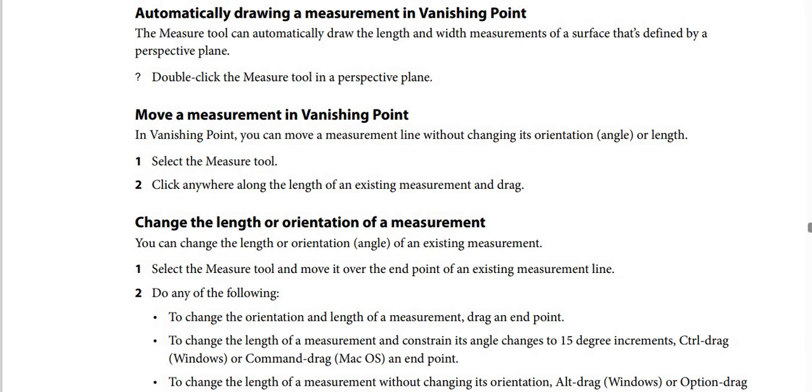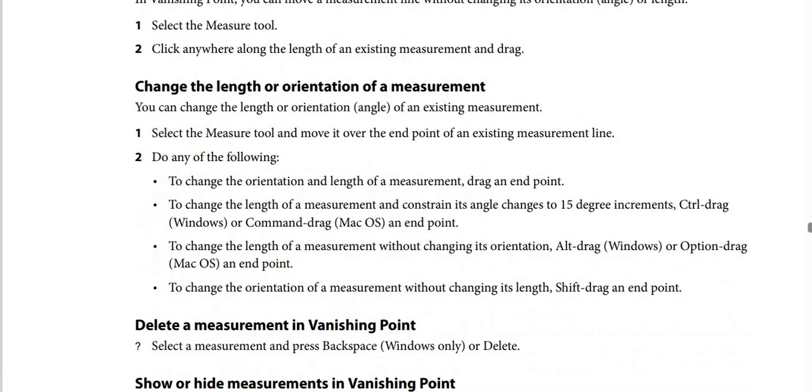And we have steps again. Step number 1, you should select the measure tool. And step number 2, click anywhere along the length of an existing measurement and drag. And how to change the length or orientation of a measurement. By the way, you can change the length or orientation angle of an existing measurement.